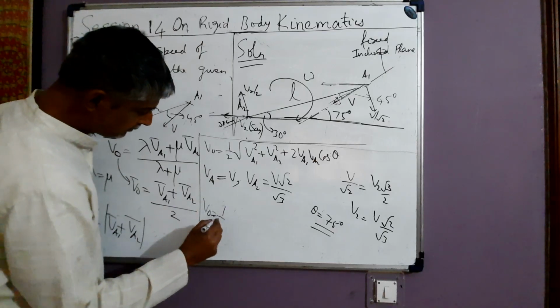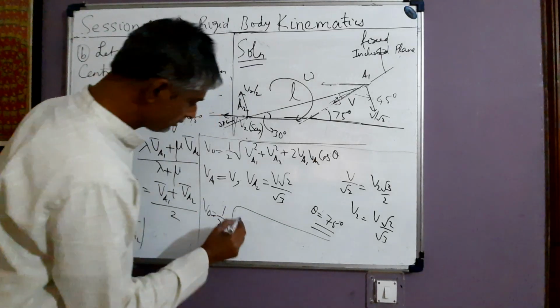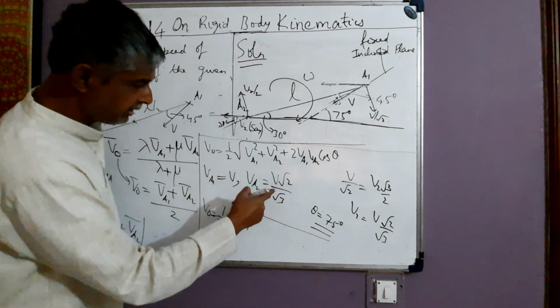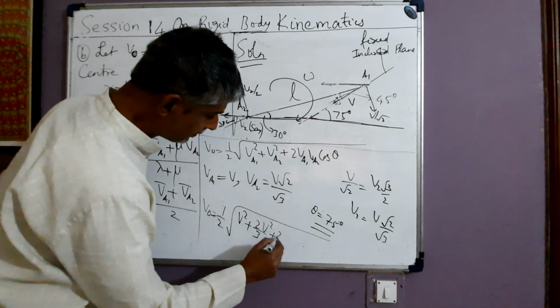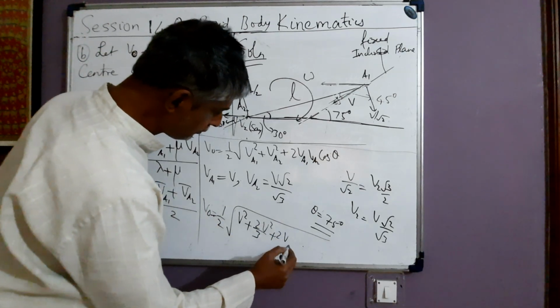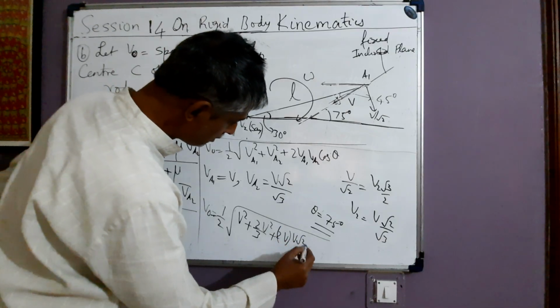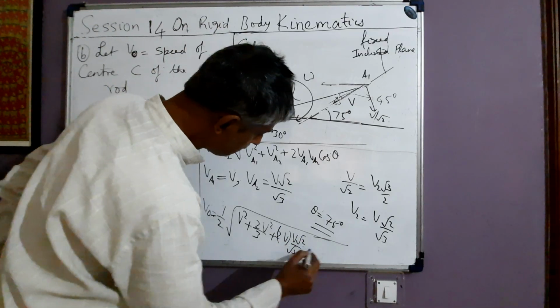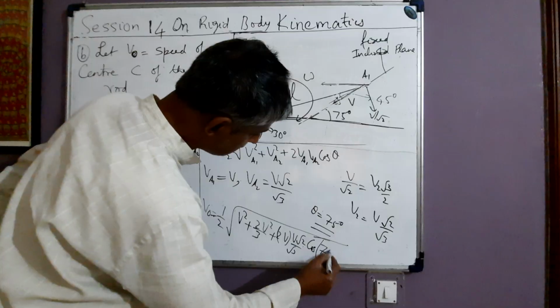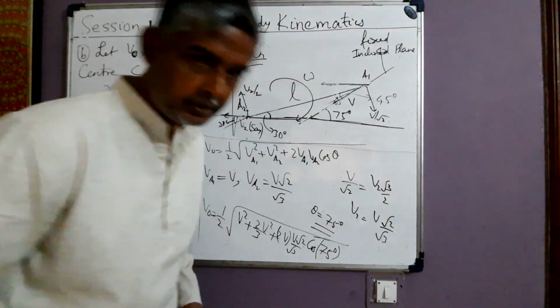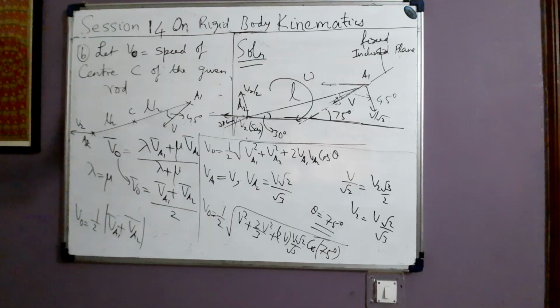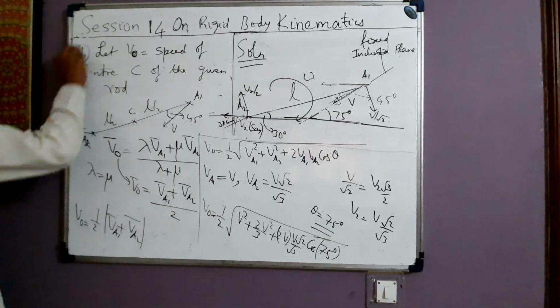Substitute in this formula, we get V0. So V0 becomes half times root under V square plus VA2 square, which becomes 2V square by 3, plus 2 into V into root 2 by root 3 cos of 75 degree. This is therefore the required answer. Alright, fine.